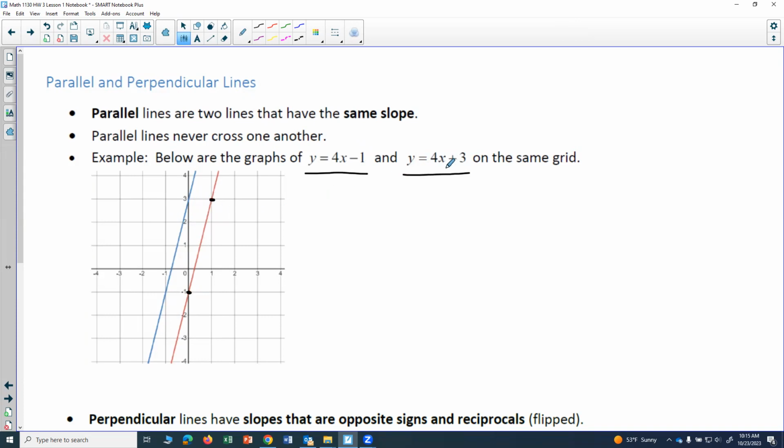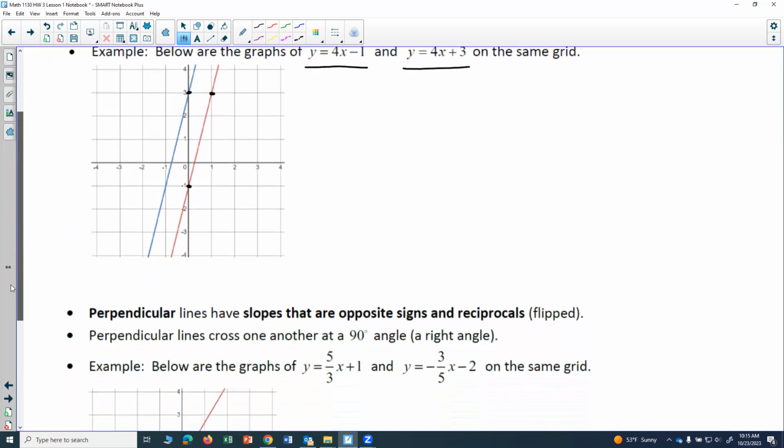For this second one, y equals 4x plus 3, I would start out with a y-intercept of 3. And then my slope is 4, so it's going to be parallel to this other line. And you can see that because those are parallel, they are never ever going to cross.